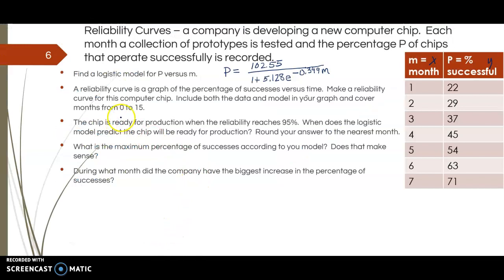So reliability curve, I'll draw it down here. We had 0 to 15, and that was months.